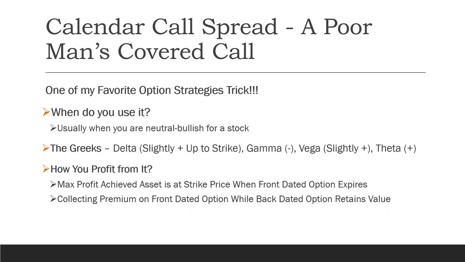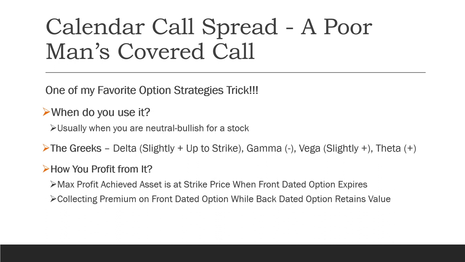Going over to Greeks. So if you don't remember what these mean, let's take a look at that previous slide. I'll have this PowerPoint uploaded somewhere later today. But basically with the Greeks, you have your delta positive on a calendar call spread, and it is slightly positive up to the strike, right? Then gamma is negative.